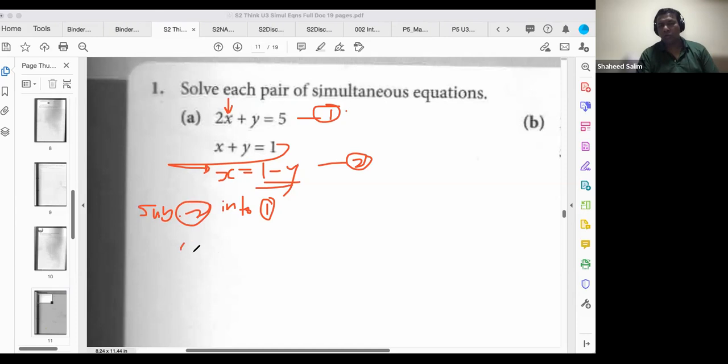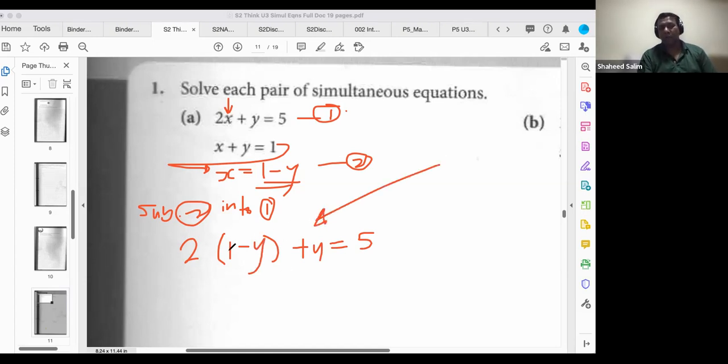Like that: 2 bracket equals 5. You put in what x is. X is 1 minus y. Okay. Plus y here. Okay. Can you expand and find out what y is from what I've written below? You do this one first. Find out what y is. You expand out, find out what y is.